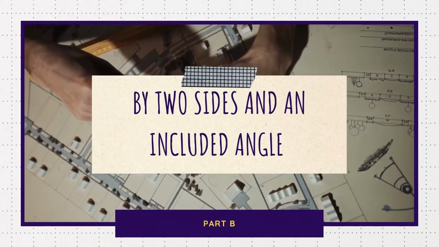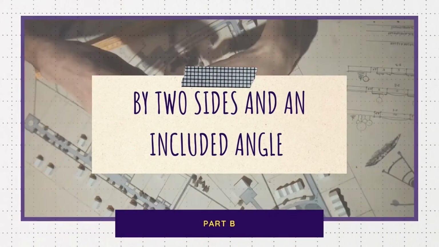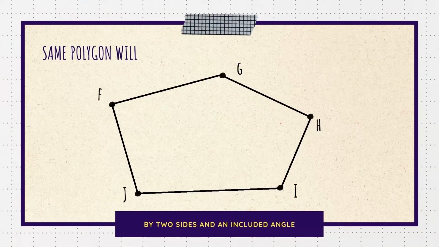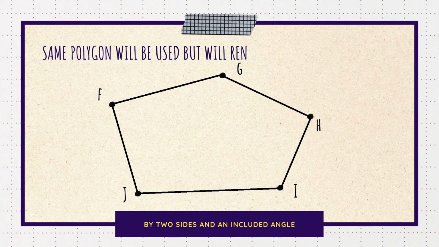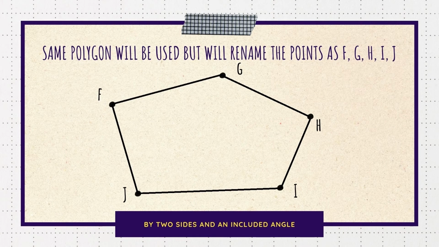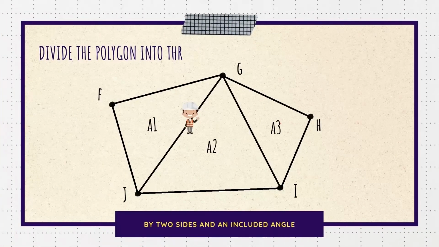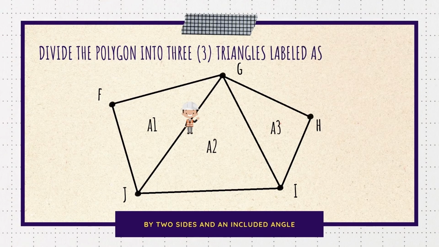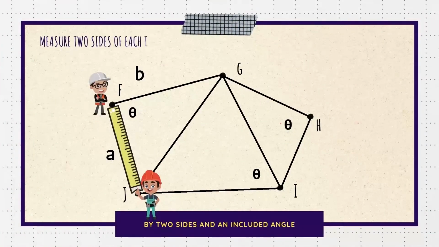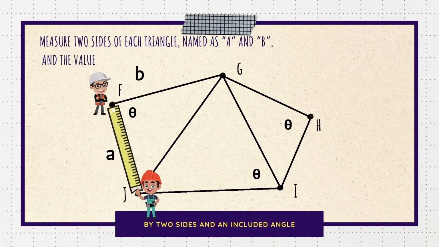The next method is by 2 sides and an included angle. In this method, we'll be using the same polygon described on the first method but changing the designations of the corners. In this case, we'll be using F, G, H, I, and J as our 5 points instead of A, B, C, D, and E. After doing so, divide the polygon into 3 triangles labeled as A1, A2, and A3. Next, we'll measure the 2 sides of each triangle named as A and B and the value of the angle between them.